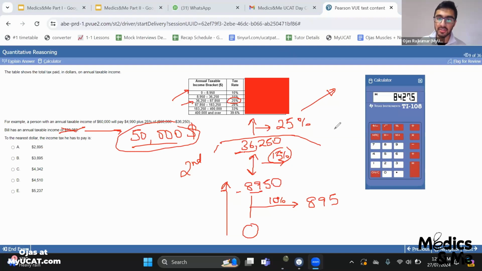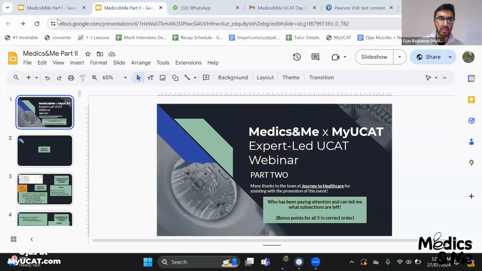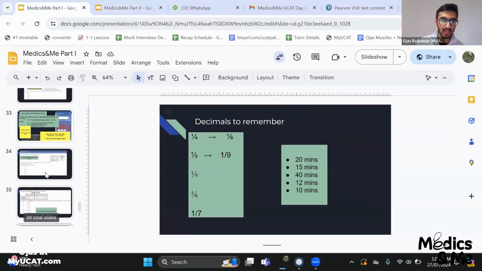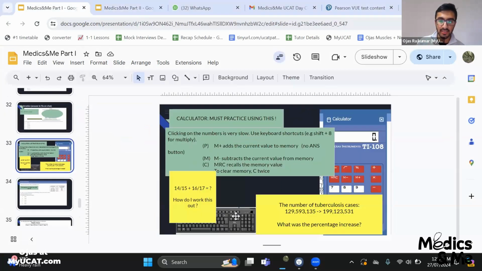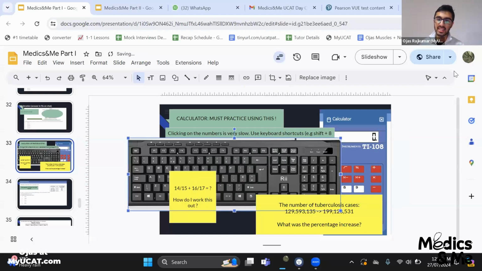Is there a shortcut for using the multiplying and dividing? Yes, there is a shortcut. So the shortcut is on your number pad. So if you have a number pad, then we have a shortcut over here. This thingy. So on the real exam, you get a number pad and it looks like this. So you can see that this is the shortcut for multiply and this is the shortcut for divide.